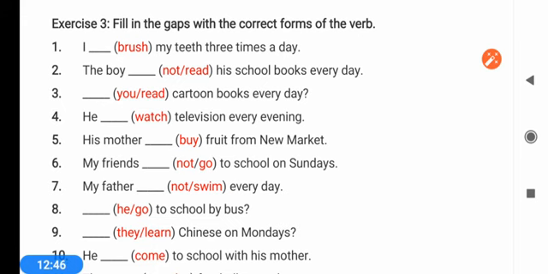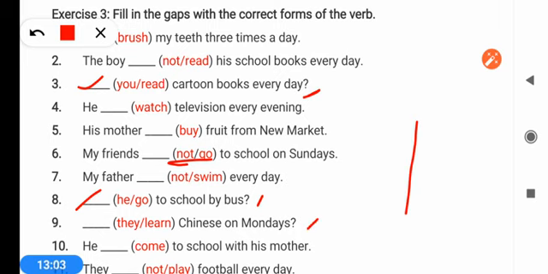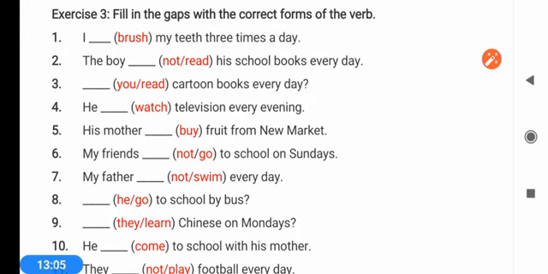Where "not" is written, it means you have to make a negative. And where a blank is given in the beginning and a question mark is there, it means you have to make an interrogative sentence. Where "not" is there, you have to make negative. Where a blank and question mark are there, it is interrogative, you have to make interrogative.